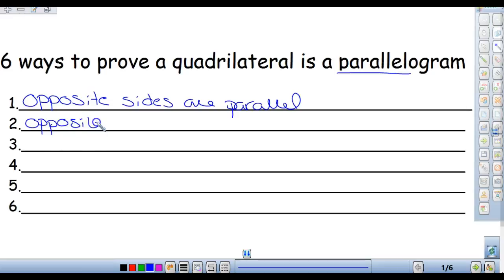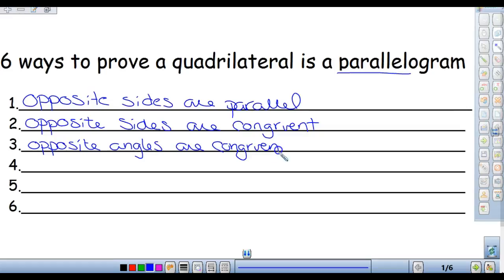Opposite sides are congruent. So if both pairs of opposite sides are congruent, I have a parallelogram. What was another one? Yep, if both pairs of opposite angles are congruent, I have myself a parallelogram. What else?